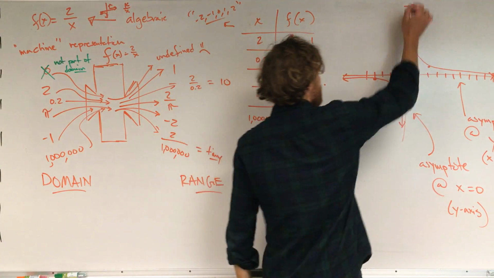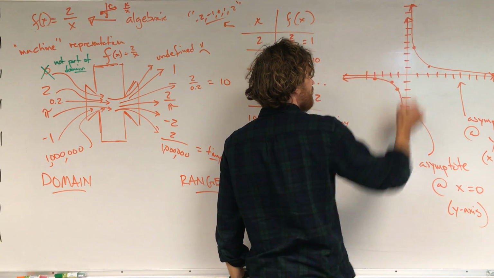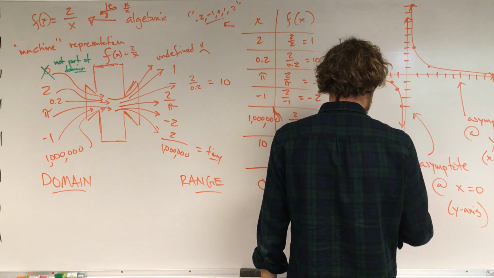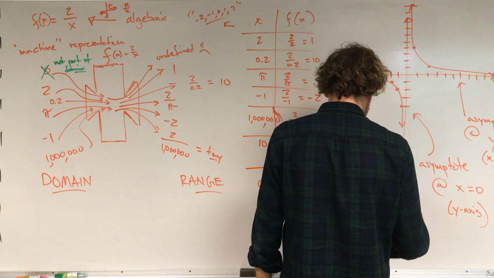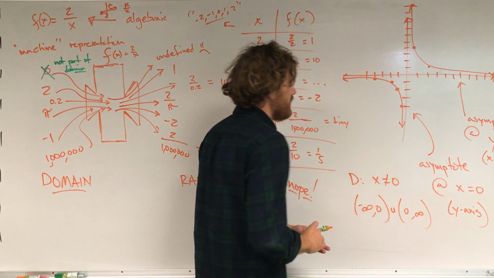And I can see here that this number, this x value, which is x equals 0, does not exist. So the domain here would be x does not equal 0, or I could write negative infinity to 0, 0 to infinity. And the range, same thing.